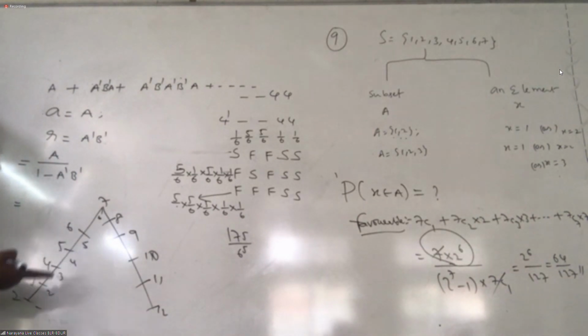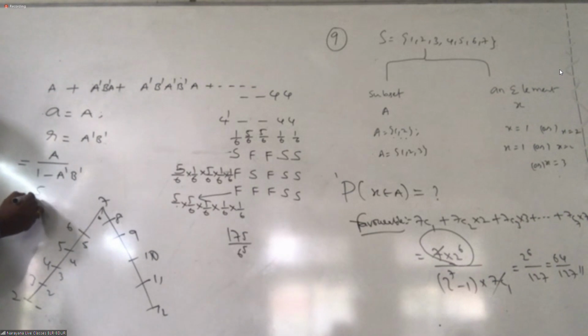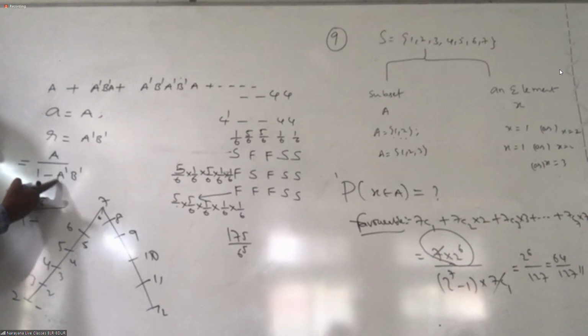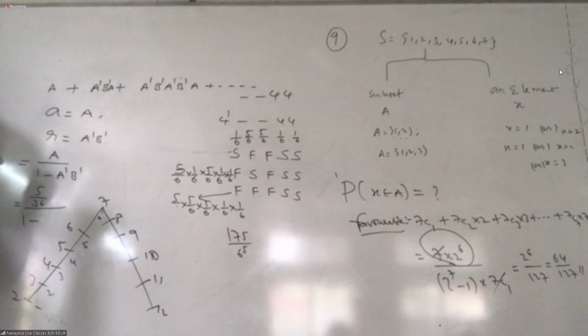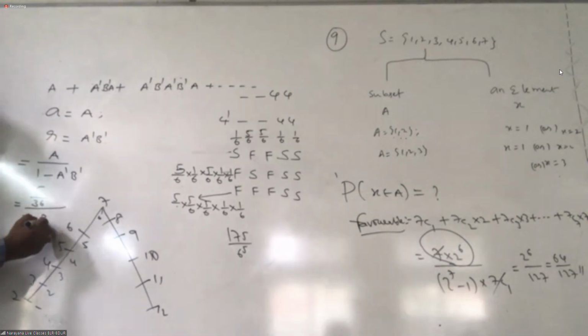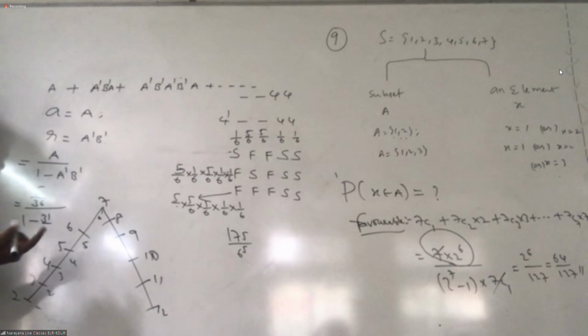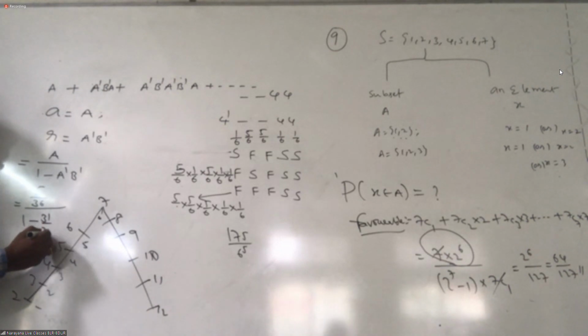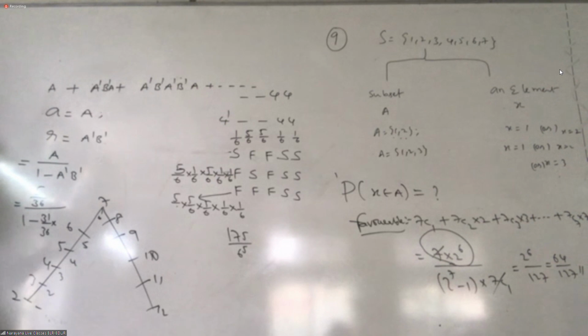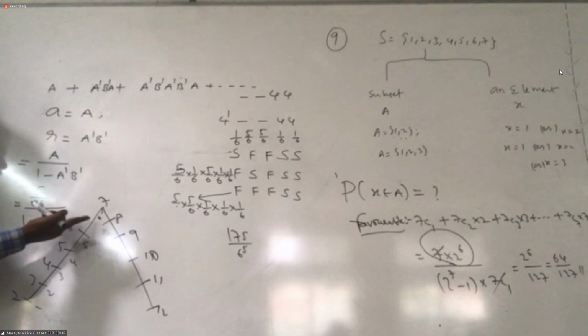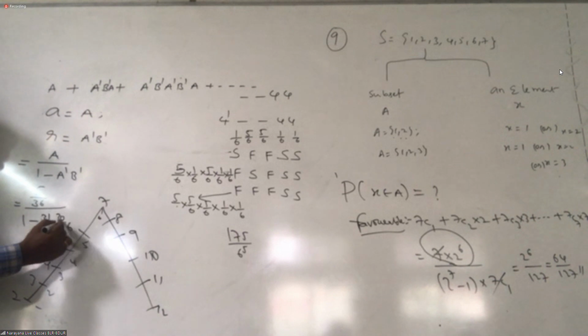Do you remember this? 5 divided by 36, divided by 1 minus A is not winning. When A doesn't win, it is 31, because the probability to get sum 6 is only 5 out of 36. Then 31 times you don't get the sum. Then B also does not win. What is the winning of B? Sum of 7. Not getting 7 means again 30 by 36.